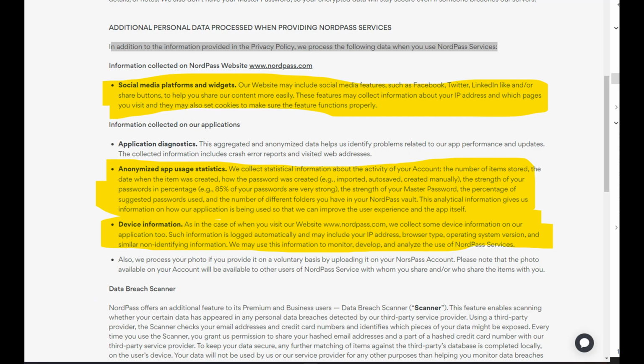They know the date it was created, they know how it was created, whether or not it was imported, autosaved, or created manually, and also the strength in percentage, which means that they have software that has to go through and not only tell how many passwords you have, but how long those passwords are, whether or not you use special characters in your passwords, or whether or not you use numbers in your password. And the only way to do that is to literally have access to the information directly.